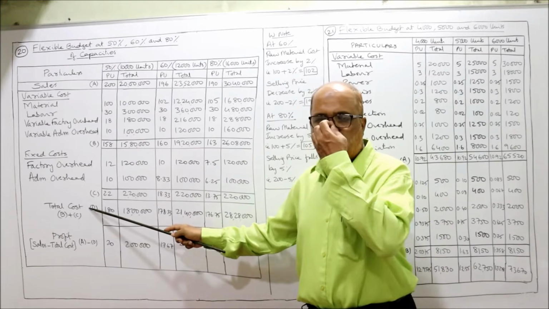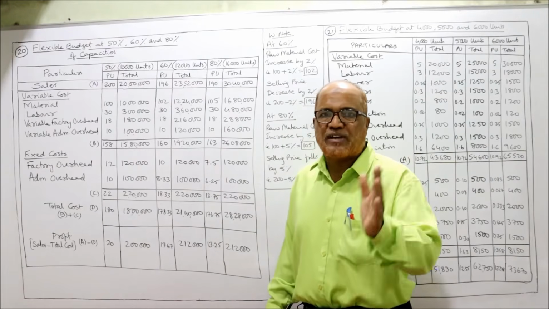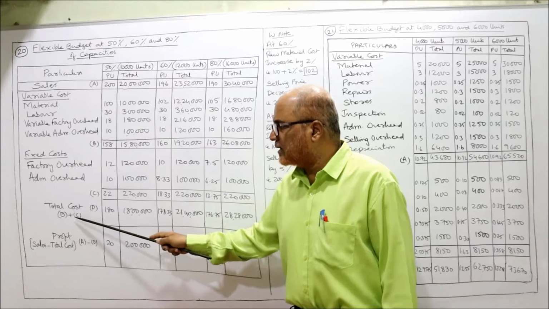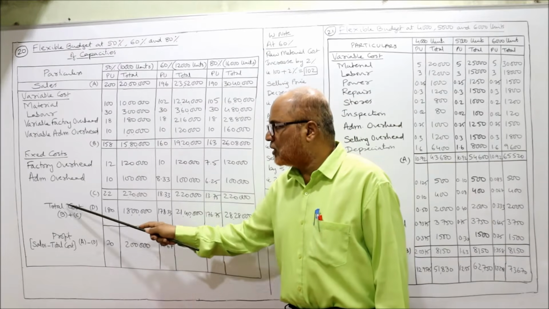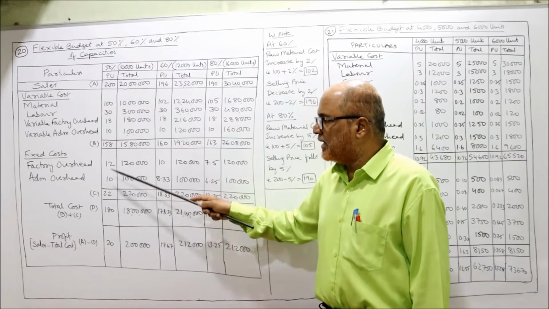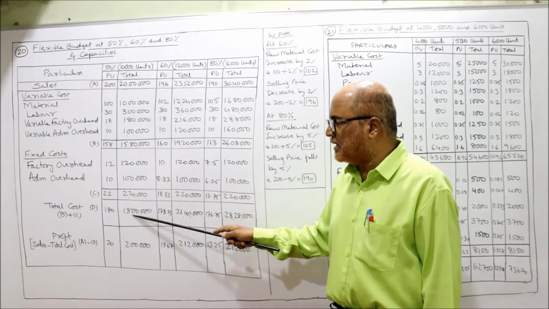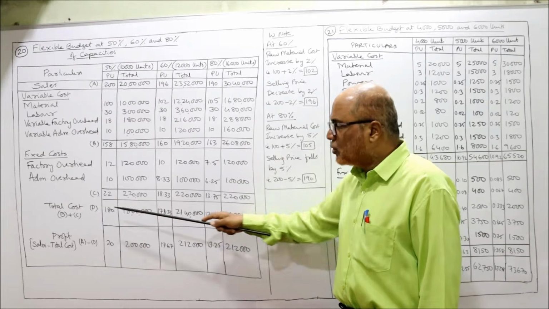Now I take the total cost. Total cost means variable cost plus fixed cost. B plus C, both add kar lo, D. So we call the total cost as D. So 158 plus 22, 180. 15,80,000 plus 2,20,000, 18 lakh. Like this you calculate. Total cost we got.